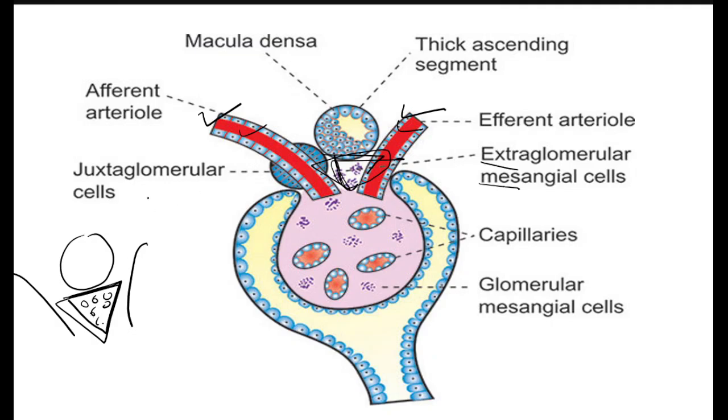Now, what is the juxtaglomerular cell? It is a smooth muscle cell situated on the wall of the afferent artery just before it enter into the Bowman capsule.